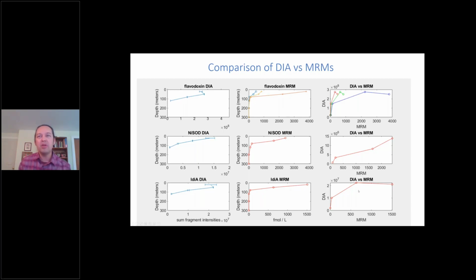And here's the DIA versus MRM. I haven't corrected these for the protein in the water column yet. So this is preliminary for these comparisons, but it's looking like we're getting real signals of ocean proteins and thousands of them simultaneously with DIA.